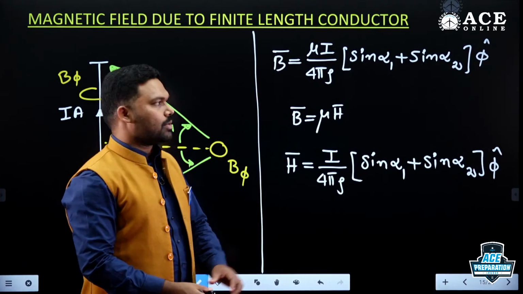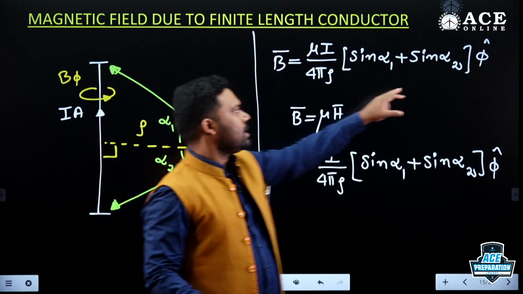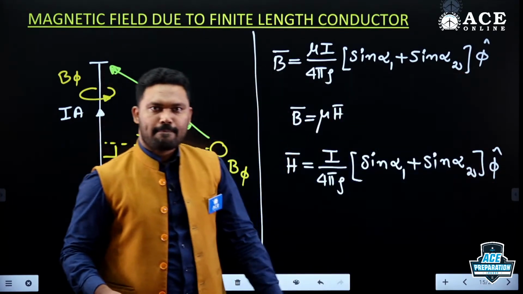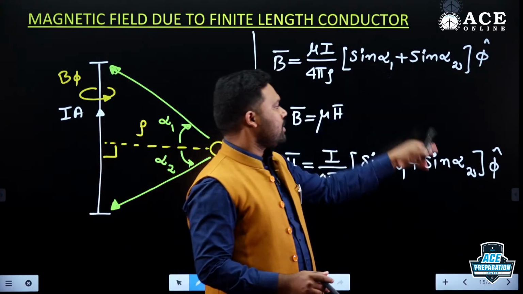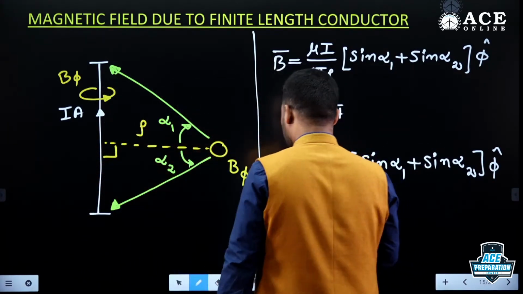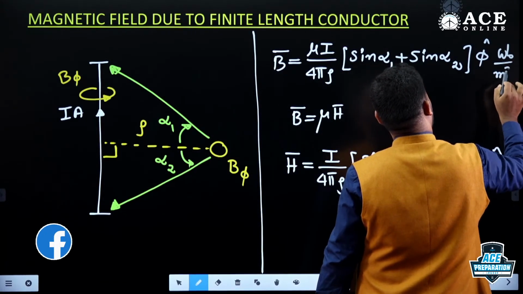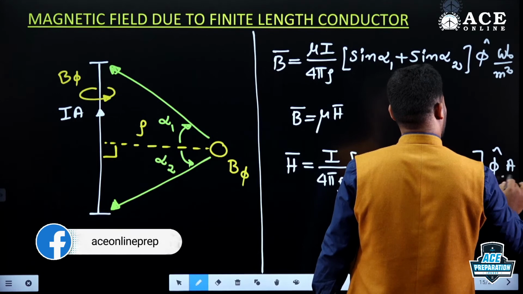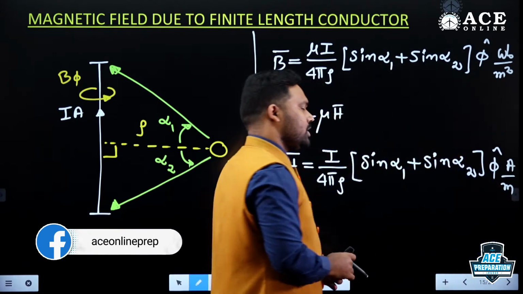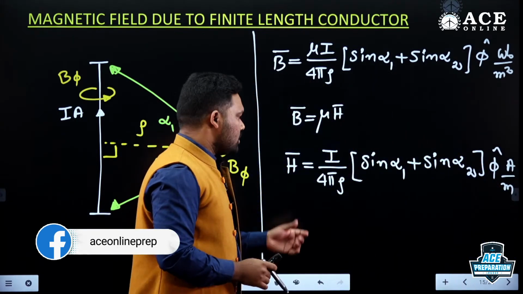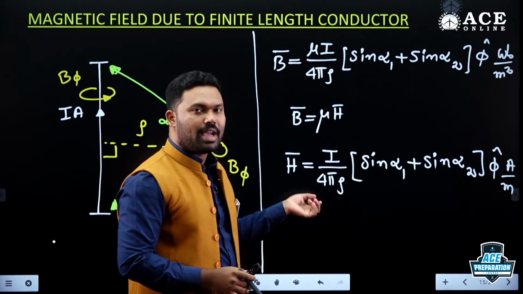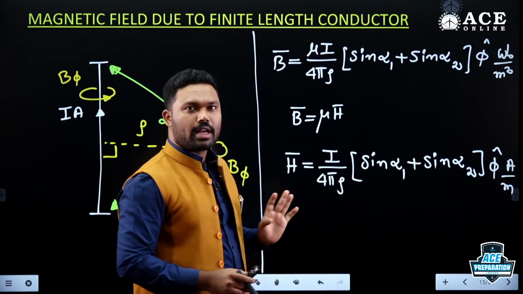Clear? Okay. Suppose it is asking only for the scalar quantity, you can remove this unit vector. Clear? So its units are Weber per meter, its units are Weber per meter square, these units are ampere per meter. According to the question you need to deal. This is called magnetization force also, magnetic field intensity, or this is called magnetic flux density.